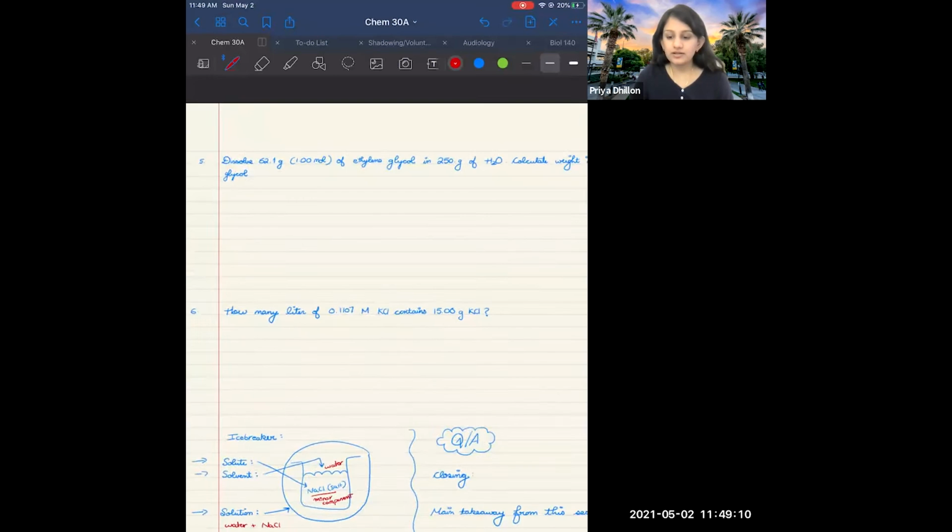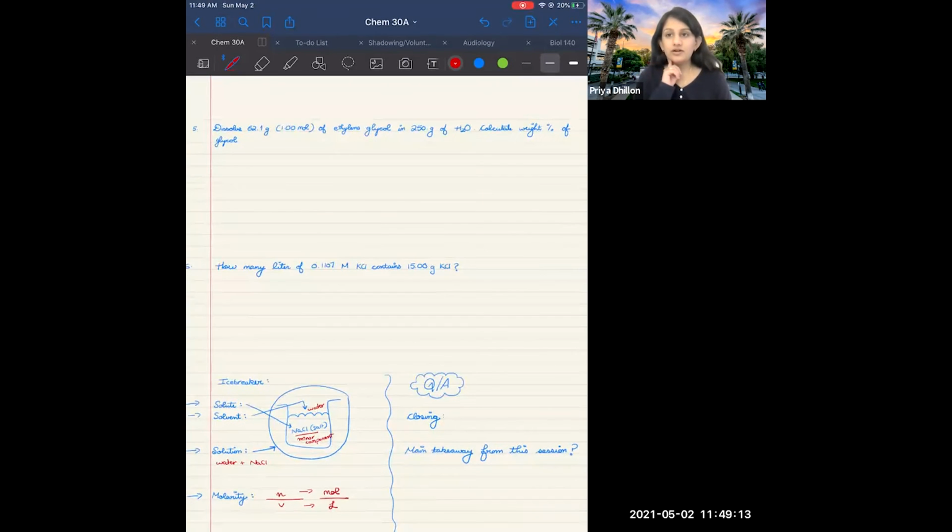So let's work on this problem. It's okay if you are not able to get to the last problem.